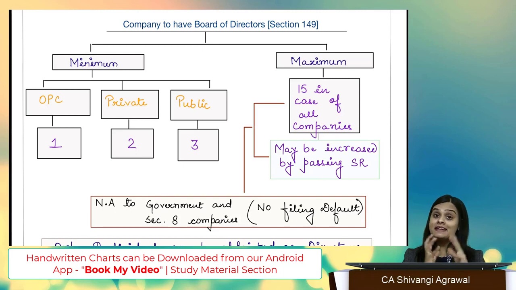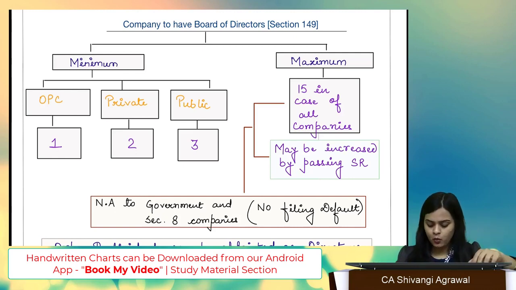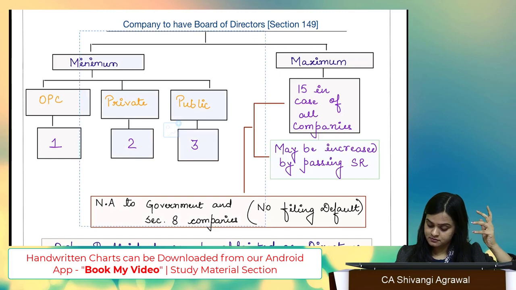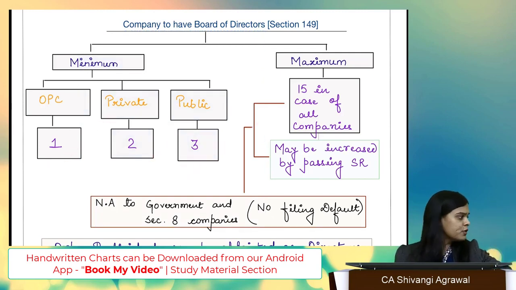Section 149 tells us the minimum number of directors and the maximum number of directors. Minimum number of directors you need is 1, 2 and 3. 1 for OPC, 2 for private and 3 for public. And the maximum number of directors for all types of companies is 15.